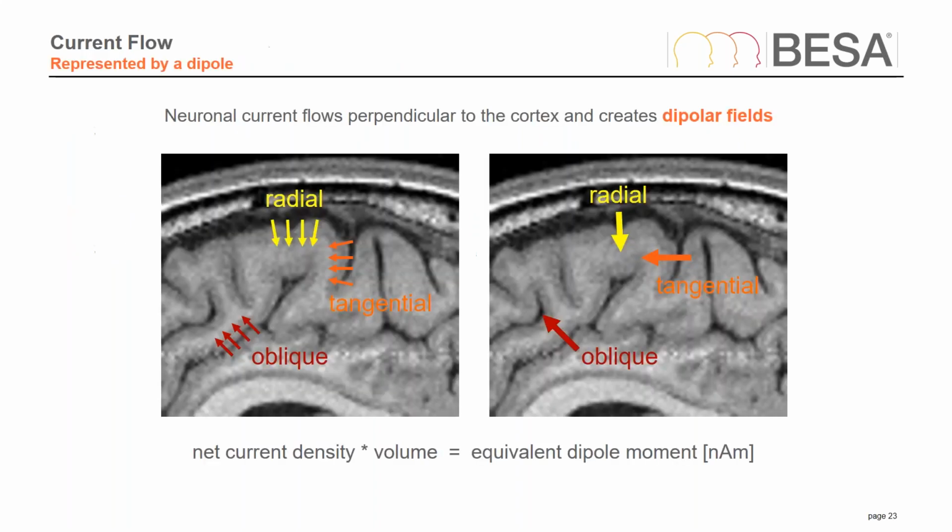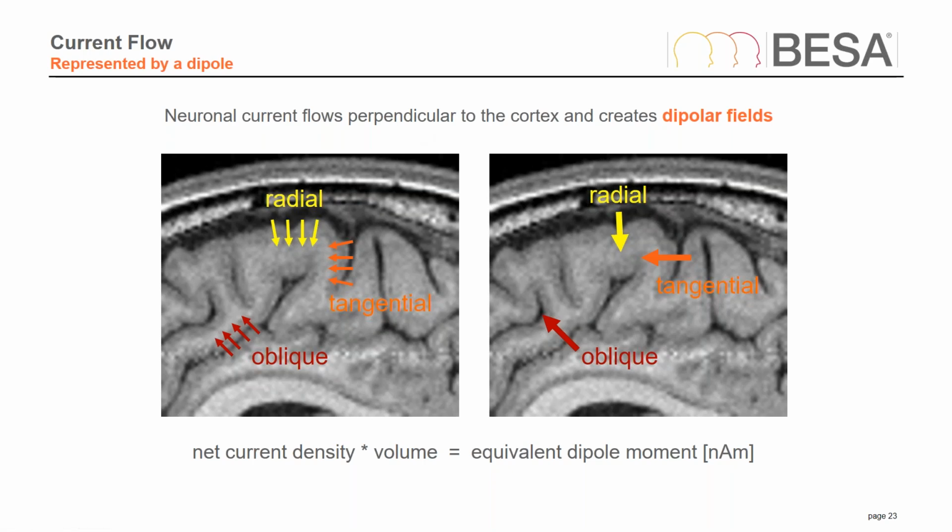So what about source space? Well, if you think of what's actually going on before we measure the EEG or MEG signals, there's a neuronal current flow. It flows perpendicular to the cortex and it creates dipolar fields.